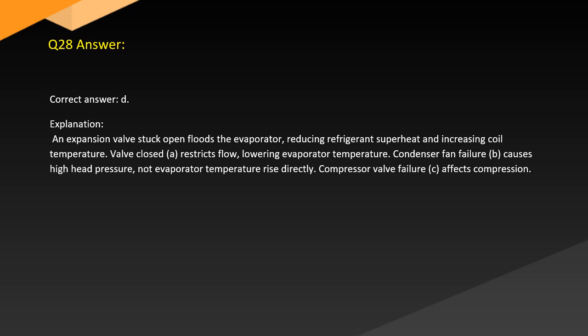Answer. Correct answer D. Explanation. An expansion valve stuck open floods the evaporator, reducing refrigerant superheat and increasing coil temperature. Valve closed A restricts flow, lowering evaporator temperature. Condenser fan failure B causes high head pressure, not evaporator temperature rise directly. Compressor valve failure C affects compression.